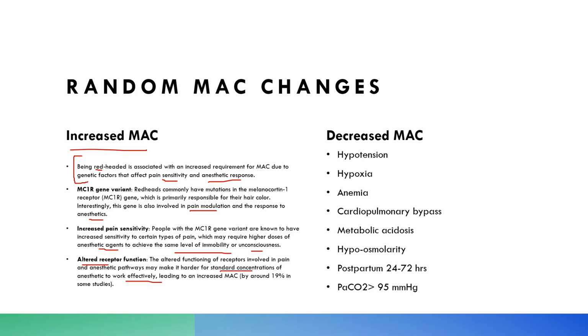Okay. Also, things that decrease MAC that are kind of random. Hypotension, obviously, if we're not perfusing the brain, we're not metabolizing very much, we don't have much electrical activity. So to produce unconsciousness in somebody who's passed out, how do you do that? Well, if they passed out, they're not conscious, right? Hypoxia, same thing. Hypoxic tissue does not do metabolic activity very well, right? Anemia, cardiopulmonary bypass, metabolic acidosis, hypoosmolarity, postpartum 24 to 72 hours, and then a CO2 greater than 95.